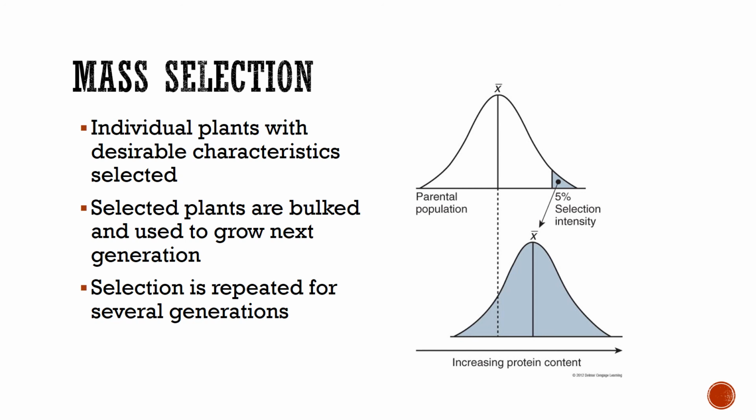So the protein content could be a really good example of that. We're increasing the protein content, so we're going to select about 5% selection intensity of that mass selection, and then putting it into the plant and breeding it so that we can have a bigger protein content. This is really common in soybeans.